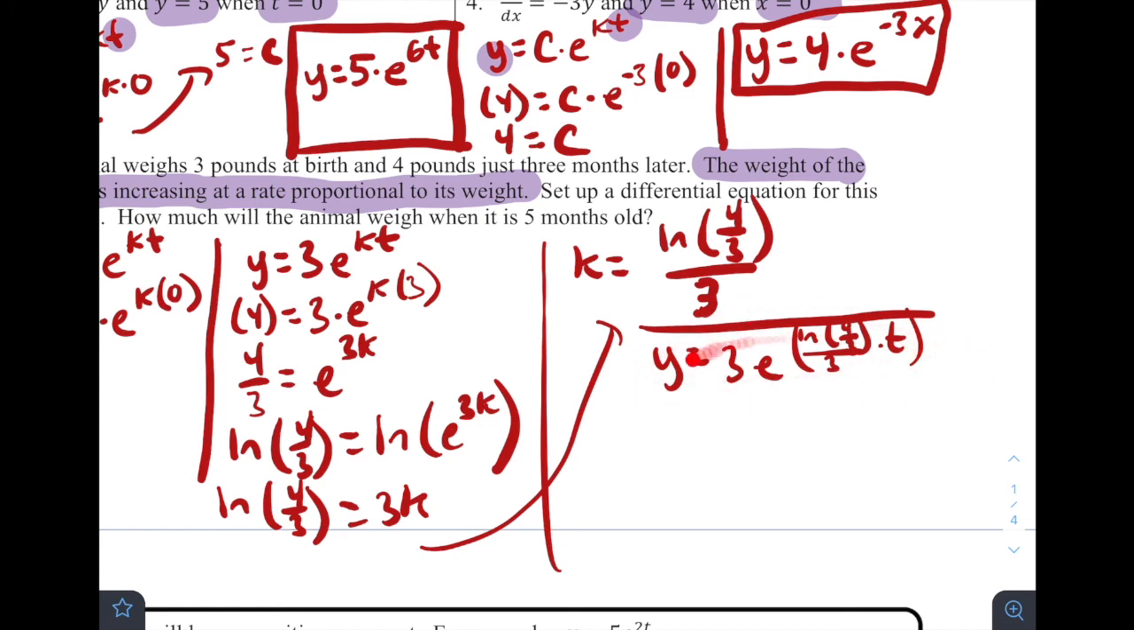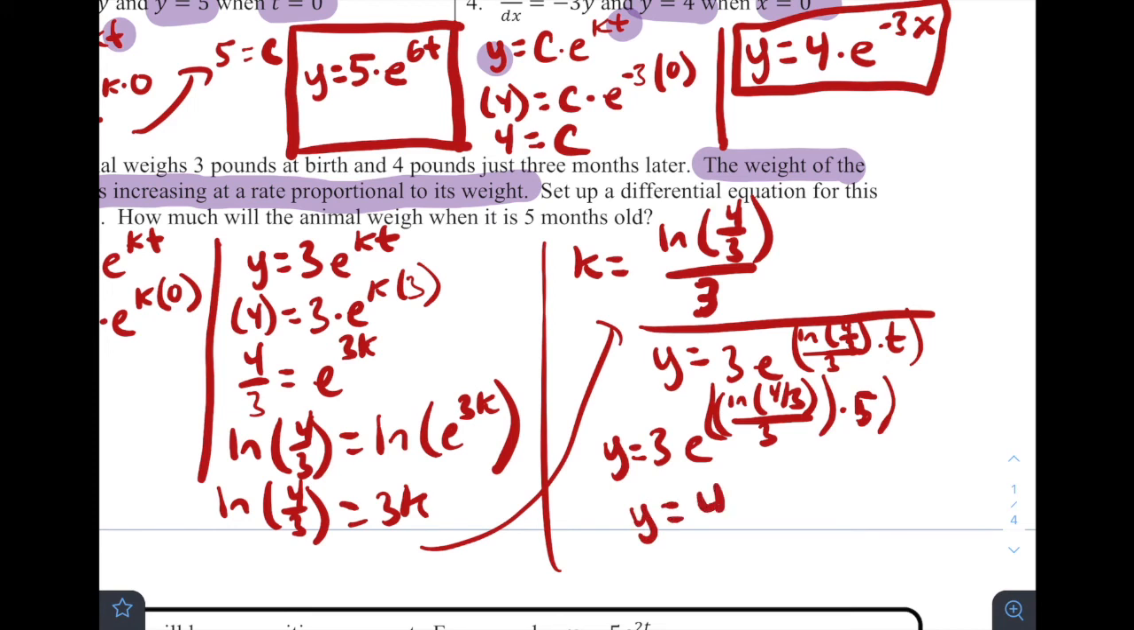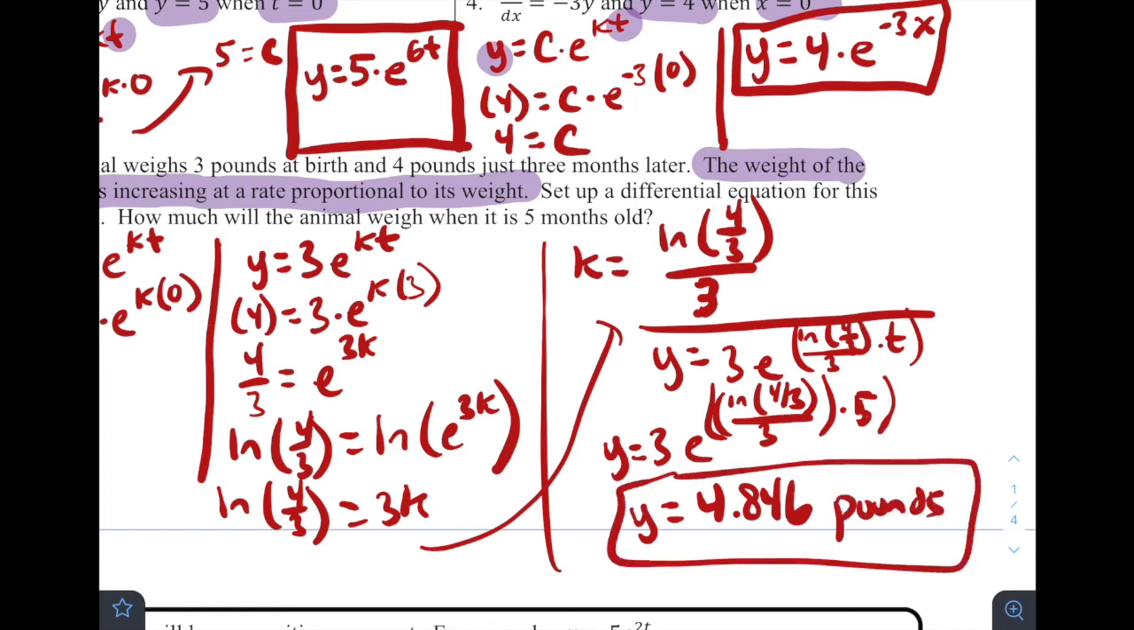So if you've got your calculator handy, if we plug in this equation, we would get that y is equal to 3 times e to the natural log of 4/3 over 3 times t, where t is 5. And so that's all up in that exponent. And we end up getting, when we plug into our calculator, something around 4.846 pounds for this.